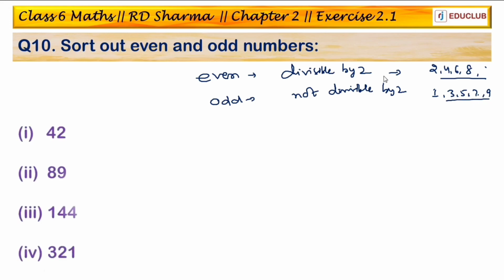Okay, now let us see the numbers. First is 42. 2 is there at the unit place. This is divisible by 2. So this is an even number. Okay, here 9 is at the unit place, so we can say this is an odd number. 144, this is an even number, divisible by 2. And this is 321, with 1 at the unit place, not divisible by 2, so we can say this is an odd number. Okay, so 42 and 144 are even numbers, and 89 and 321 are odd numbers.